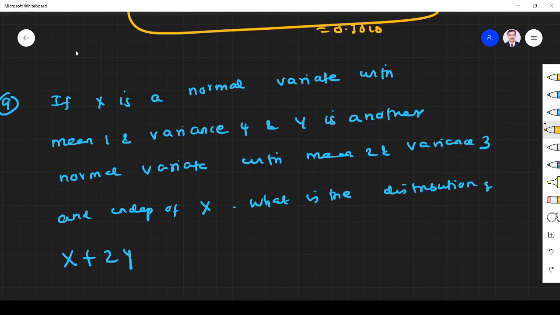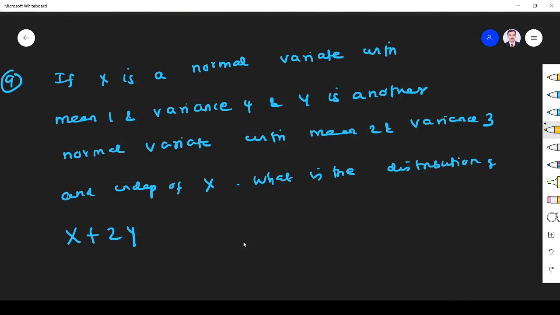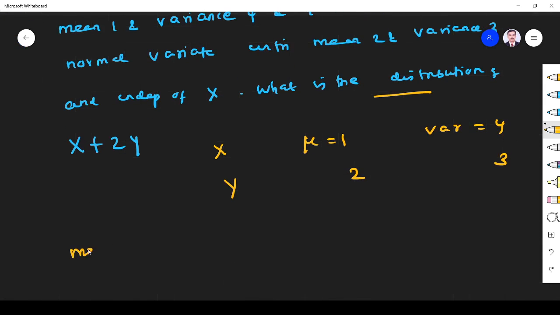Next problem. If x is a normal variate, that is a normally distributed random variable, with mean 1 and variance 4, and y is another random variable, independent of x, with mean 2 and variance 3, what is the distribution of x plus 2y? That is, you have to find both the mean and variance. Mean of x plus 2y: x and y are independent, so it is e of x plus 2 e of y.